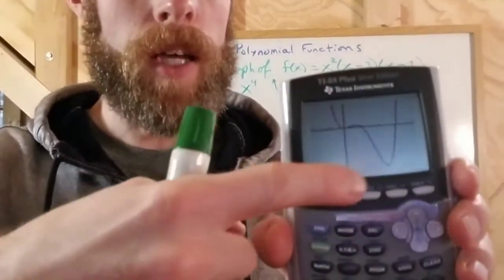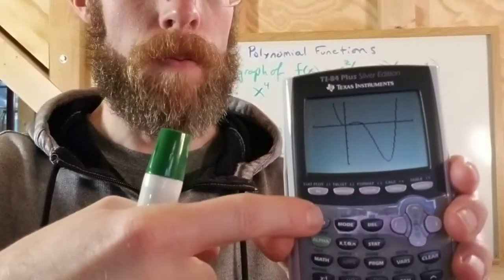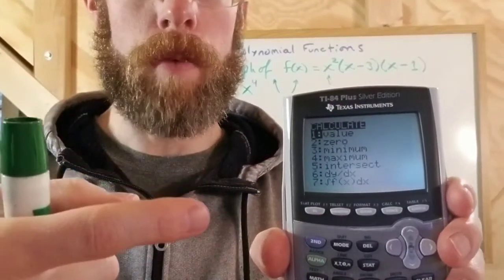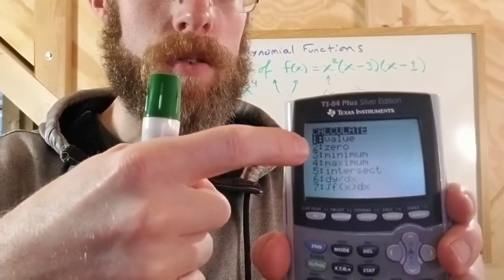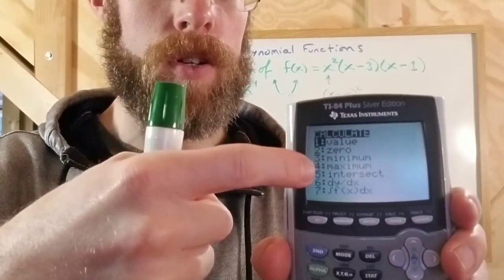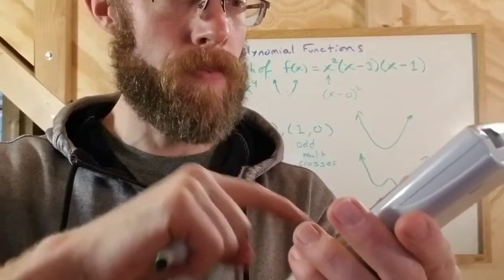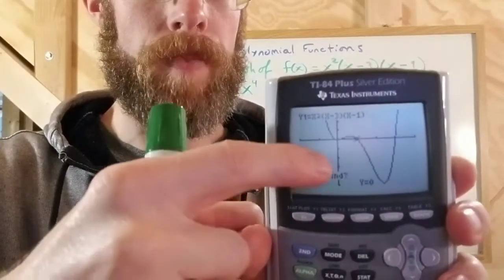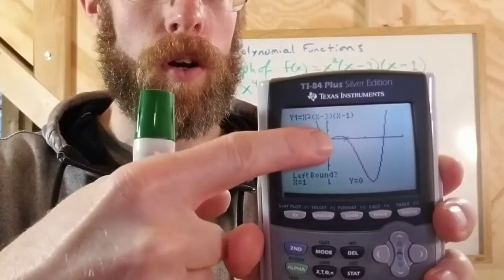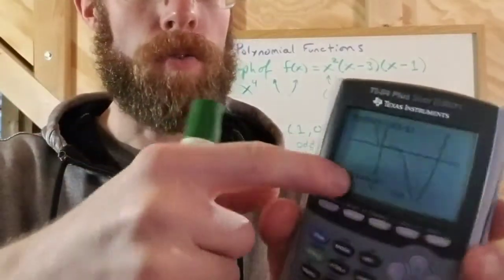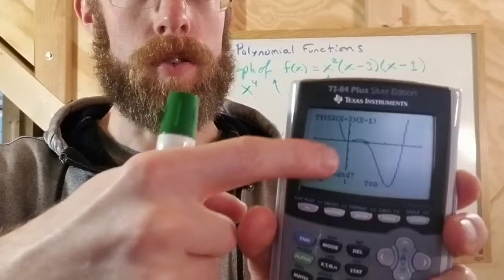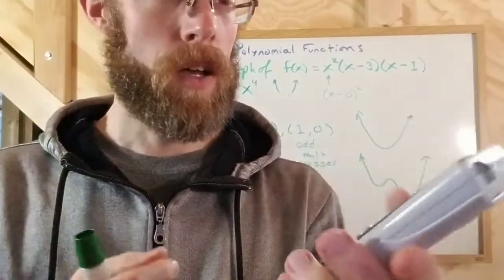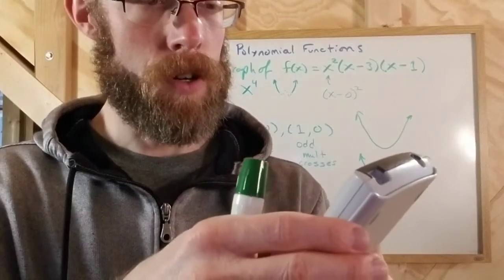And so I'm going to go to my calculate menu. We've seen this before. And we know that those turning points are local max and local mins. So I can go down to, let's go with the local max first. That'd be the fourth one down. We've seen this many times now. It's going to ask me for a left bound and then a right bound. So I just have to surround that local max with the cursor.